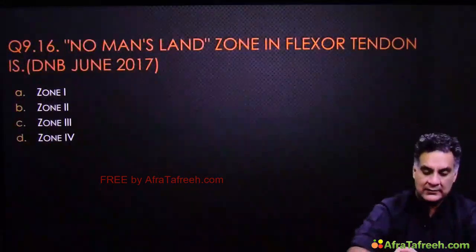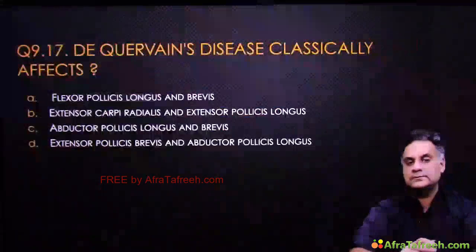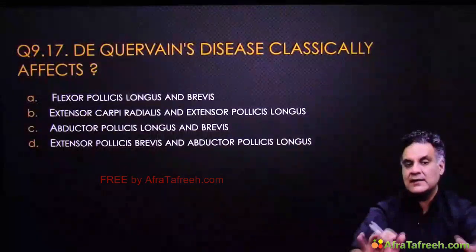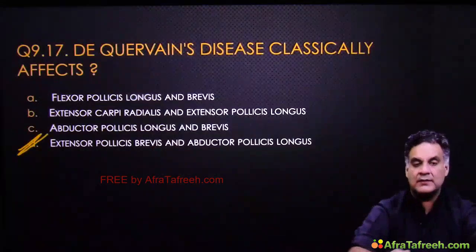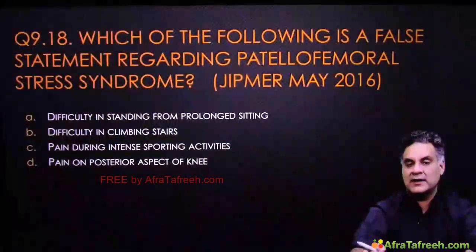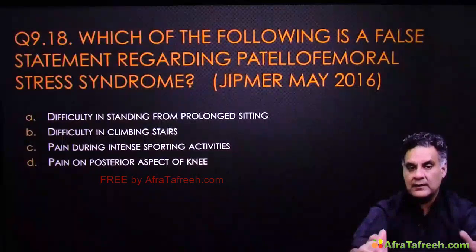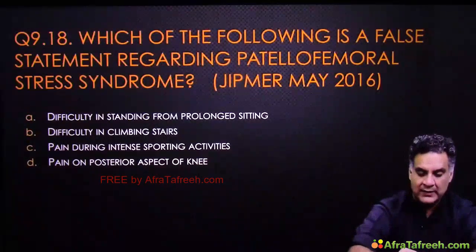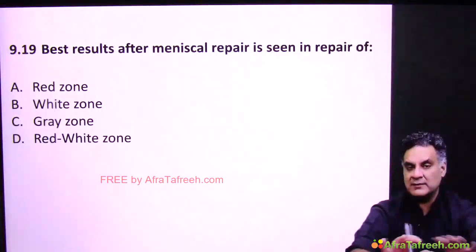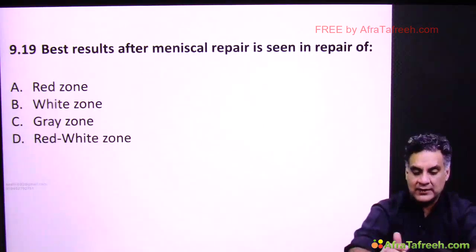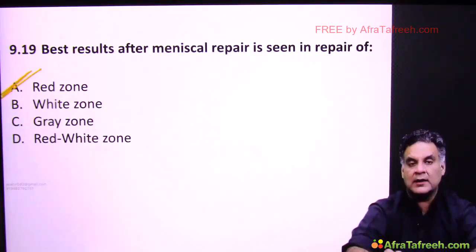No man's land is flexor zone 2. De Quervain's classically affects abductor pollicis longus, extensor pollicis brevis. Which of the following is false regarding patellofemoral syndrome? Pain on posterior aspect is not true. Pain will be there on anterior because patella is anterior. Best results after meniscus repair: blood supply comes from outside in, so it is the red zone, the outer zone.